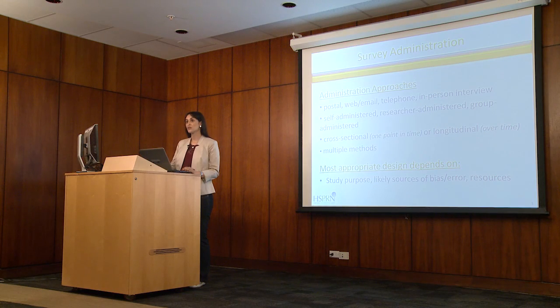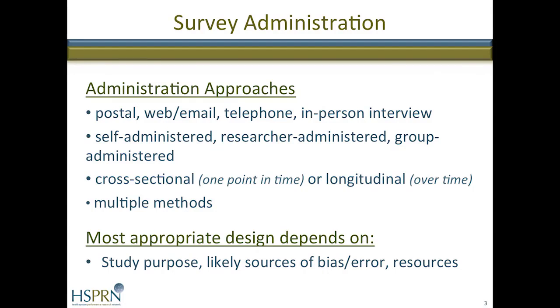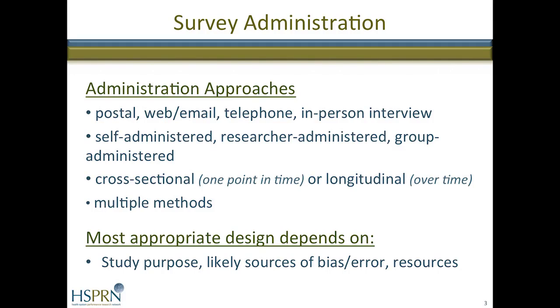There are many ways to administer surveys. Self-administered surveys are those conducted by post, web, or email. Researcher-administered surveys are those conducted in person or on the phone. Group-administered surveys are those conducted in a group setting, usually with a researcher present. Surveys can also be cross-sectional, meaning they are conducted at one point in time, or longitudinal, meaning they are conducted at multiple points in time for comparison purposes.